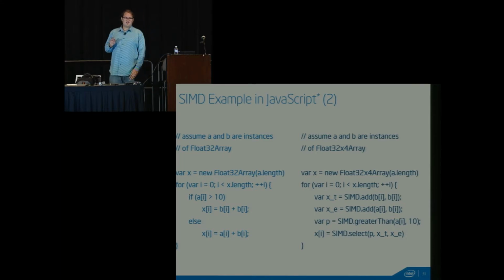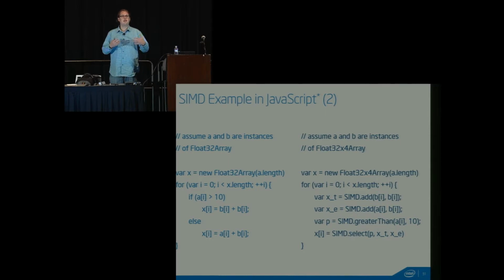So the idea here is, instead of having control flow, you simply compute both results. First, you assume that A of I actually is greater than 10, and that's what computes this xt here by adding B of I and B of I. Then you assume that it's not greater than 10, and you compute adding A of I and B of I. So now you've computed both cases for all 4 elements.